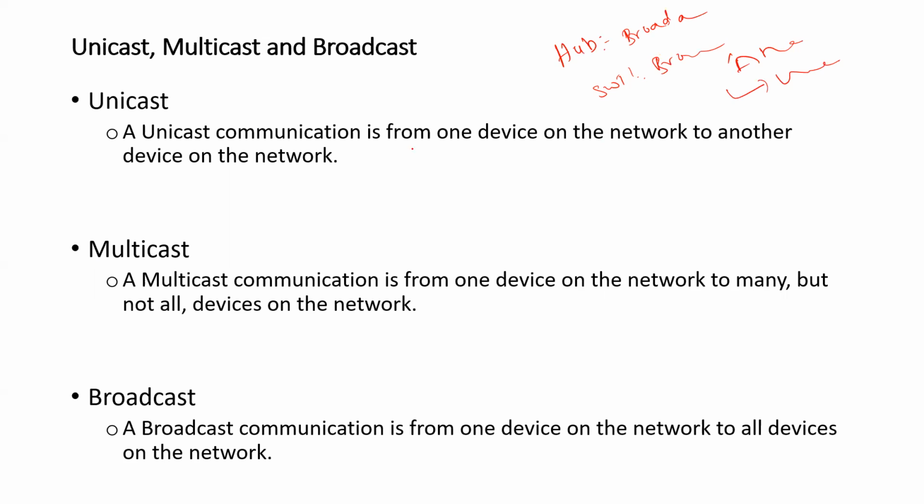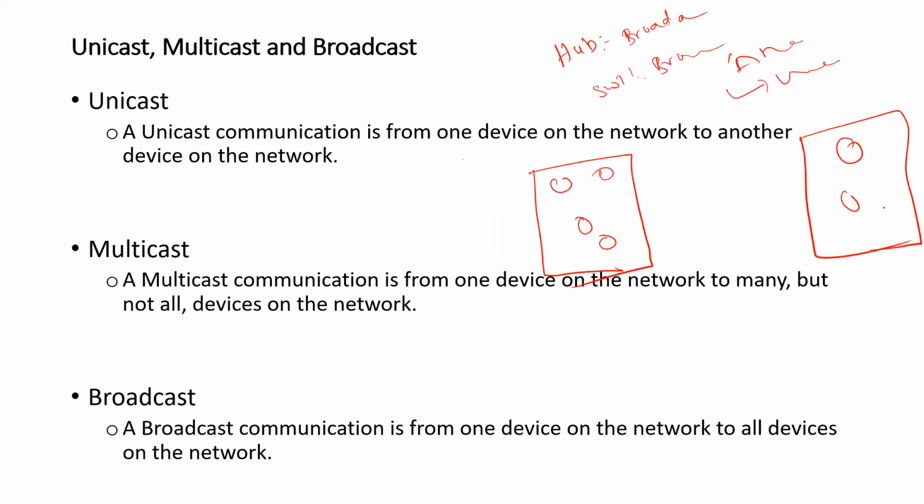Unicast communication is one device on the network communicating with another device on the network. In a simple way, one-to-one communication is called unicast traffic. Let me try with an example here. This is a network and this is another network. Here we have many computers, and here also many computers are there. So this one-to-one communication is called unicast.